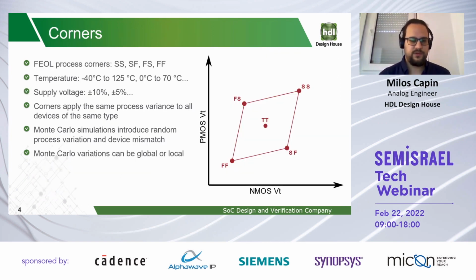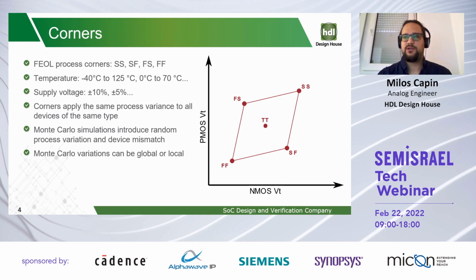When we have finished creating our design, we can run corners, and we run front end of line process corners, which model the different threshold levels and different mobility of carriers in devices. So, for example, SS means slow NMOS, slow PMOS, which is the corner right here. And as you can see, the SS devices have the highest VT in both PMOS and NMOS, and those circuits are the slowest. So this corner would be the most critical one when it comes to high-speed circuits, for example.